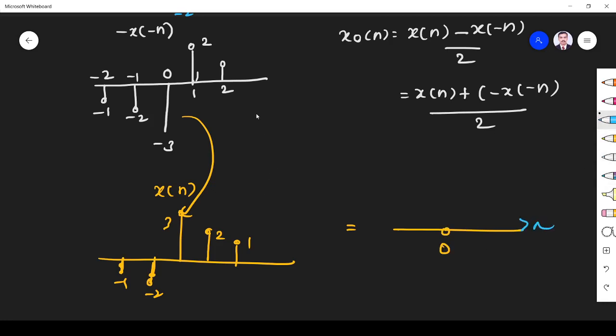Right? When n is equal to 1, add 1 to 1. If you add these two, this is plus 2, this is plus 2, 2 plus 2, 4. That is divided by 2, 2. This is plus 1, this is plus 1, 2 plus 1, 2. That is divided by 2, 1. This is minus 2. Fine. This is minus 2. This is also minus 2. Add both. What you get? Minus 2.